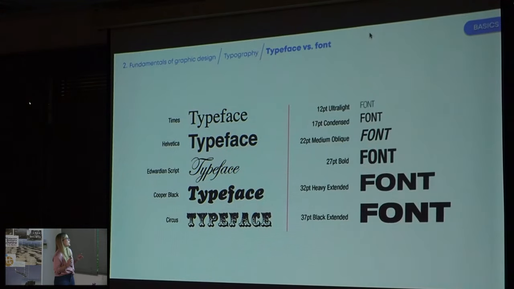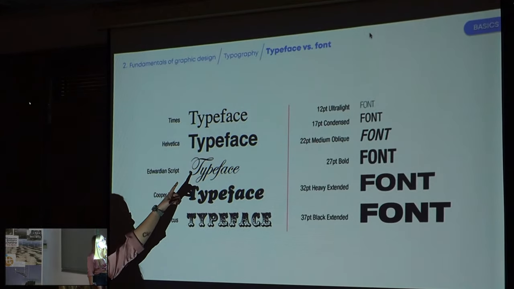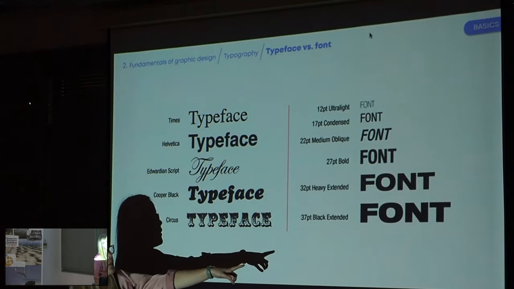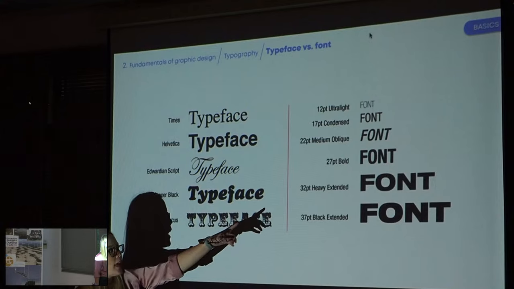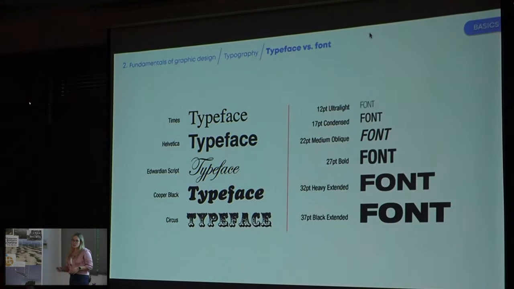So let's put it a little simpler. If we look at the Helvetica typeface, we see that the same typeface has different fonts. It comes in ultralight, condensed, oblique, bold, heavy extended, or black extended. We can also see how by increasing size and boldness, it's also more impactful.